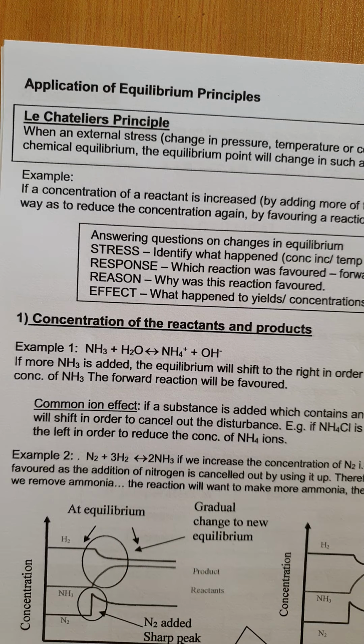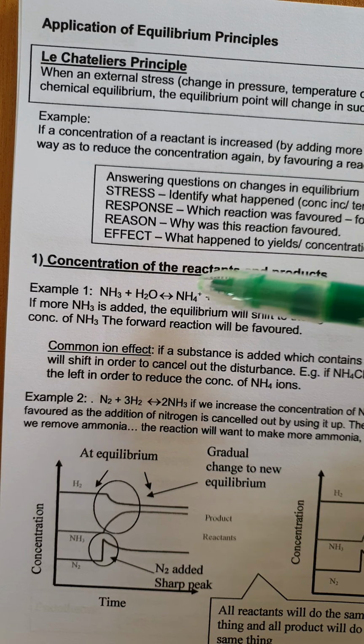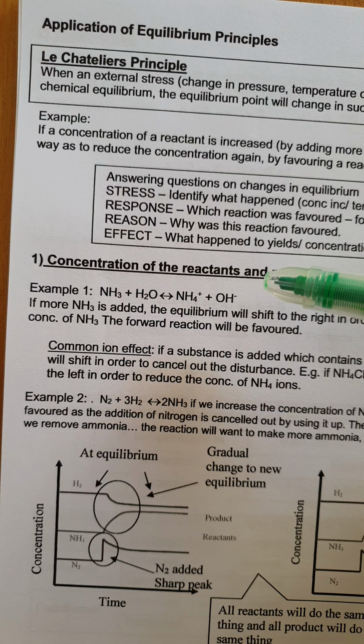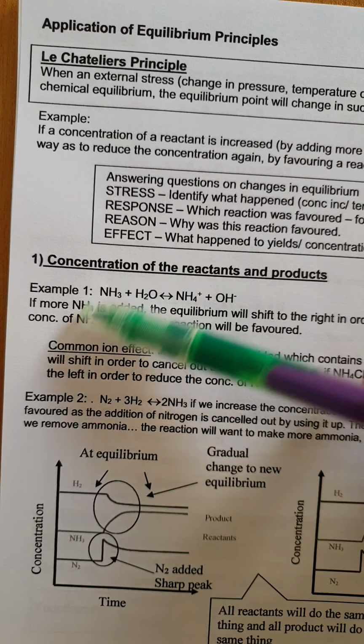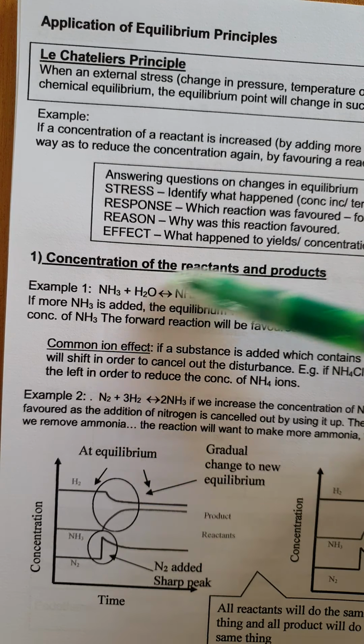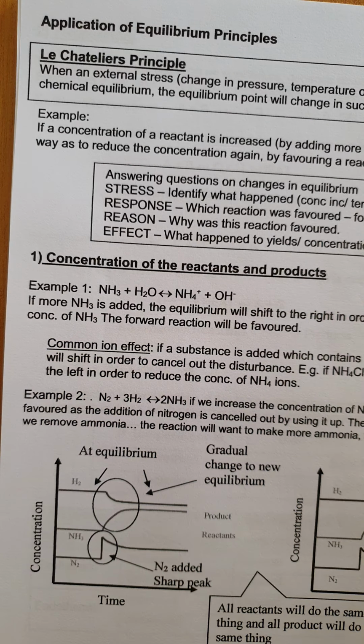Now, let's take a look at each individual one and discuss how each individual factor is going to affect an equilibrium. Okay, so here I have ammonia and water, and we get an ammonium, and this is actually a hydrolysis of ammonia. This is an acid-base reaction. You will know this now because we've done acids and bases, but it's actually an equilibrium. So we have hydronium ions and your hydroxide ions.